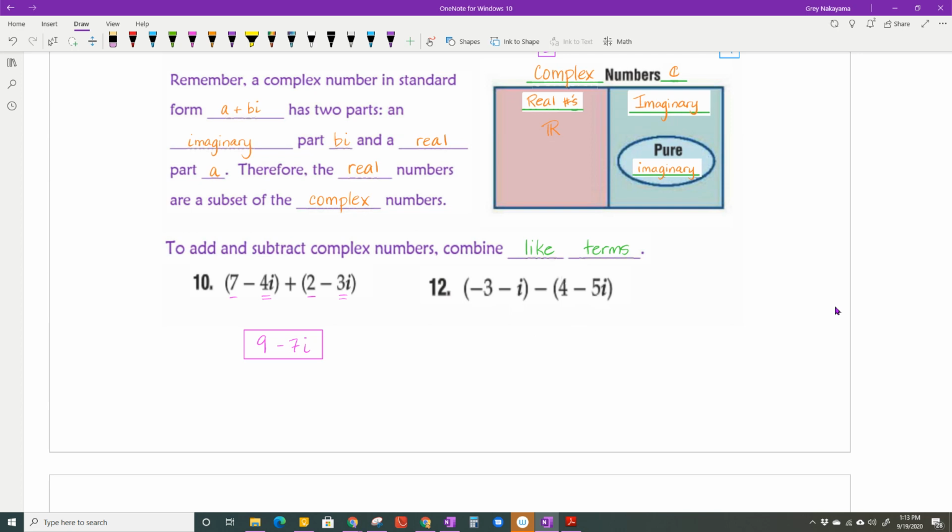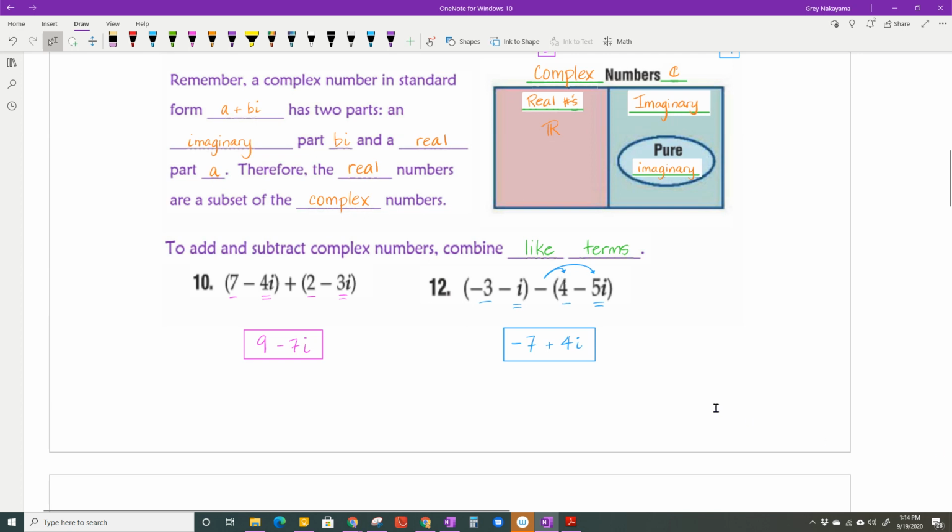Over here, negative 3 minus i minus parentheses 4 minus negative i. These are my real parts, negative 3 and positive 4, but you have to remember that you're subtracting, so you have to distribute that. So negative 3 minus 4 is negative 7. Then my imaginary parts, negative i and negative 5i, but I have to distribute that, y'all. So that's negative i plus 5i, and that's going to give me plus 4i. And that is what we got.